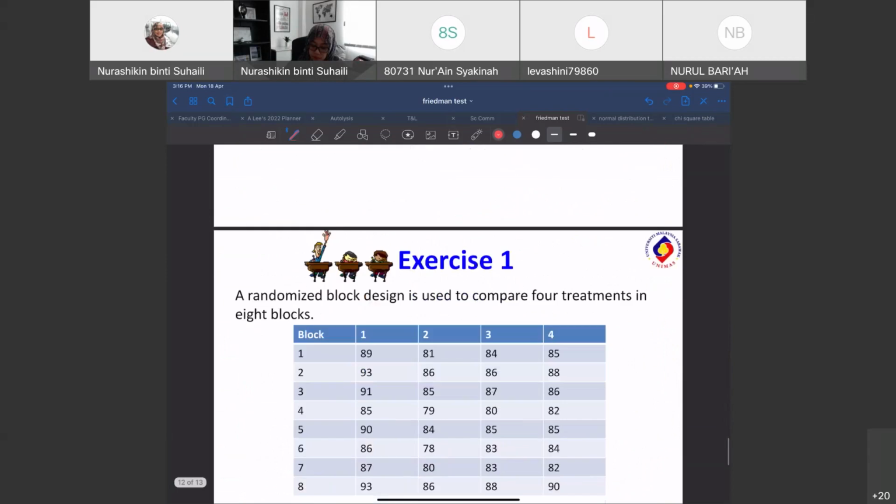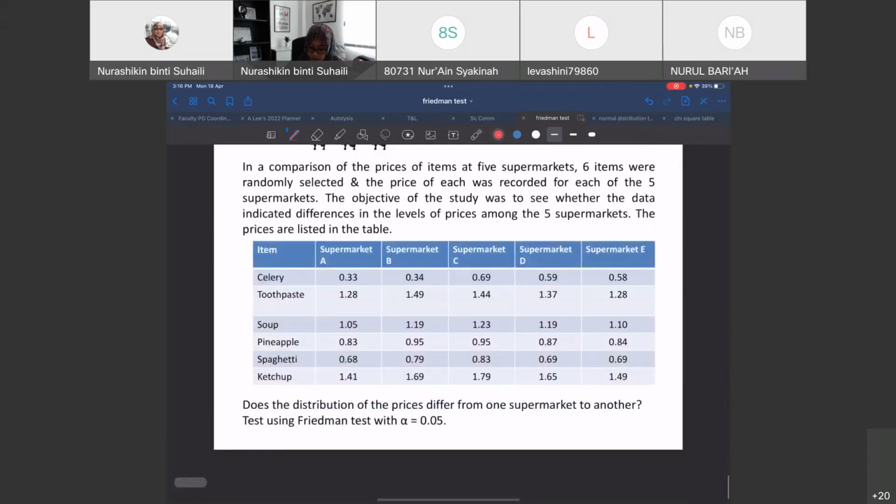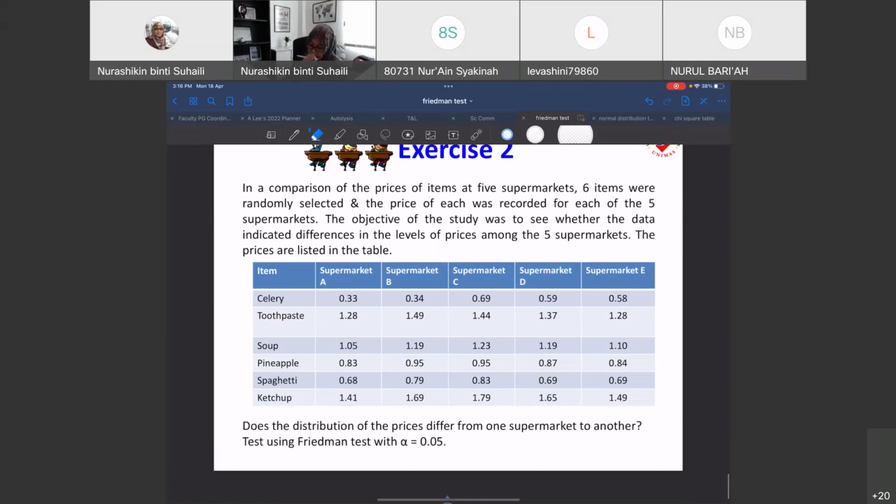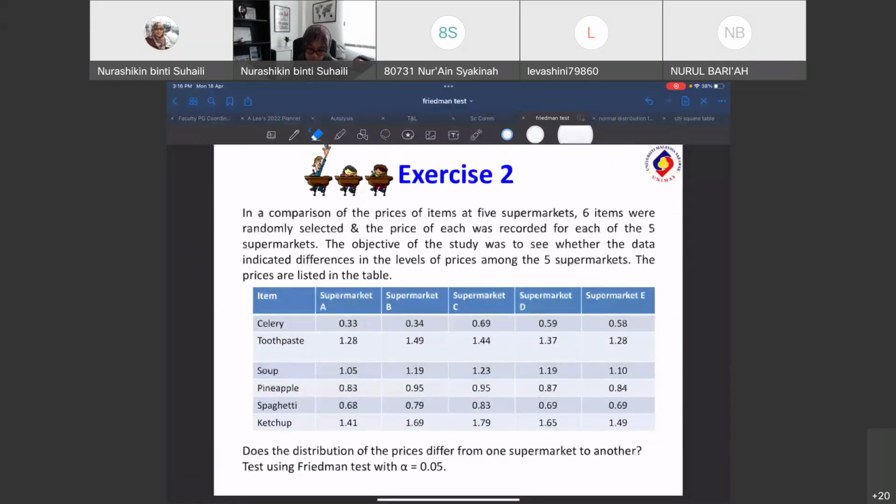Okay, so there are 2 questions here. In the first exercise, the first question states directly what is block and what is treatment. So there is no problem for you to identify. But in another problem, it is not stated which one is block and which one is treatment. Okay, let's have a look at this question.